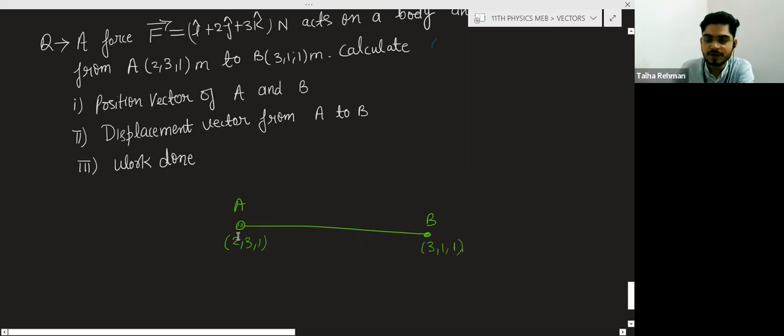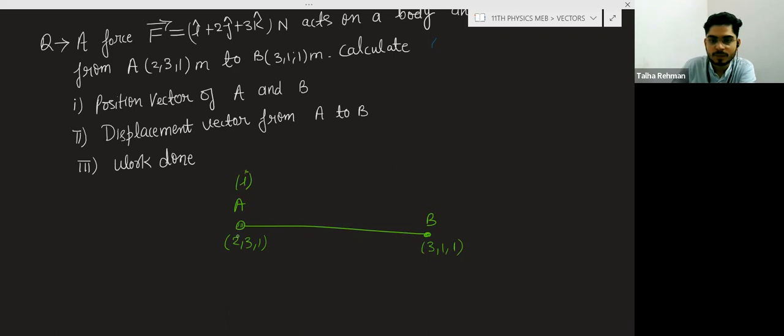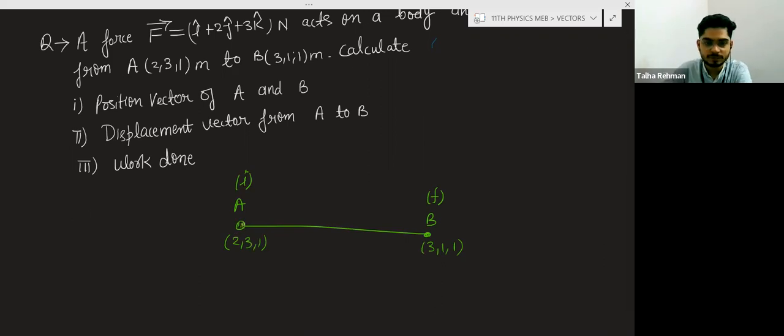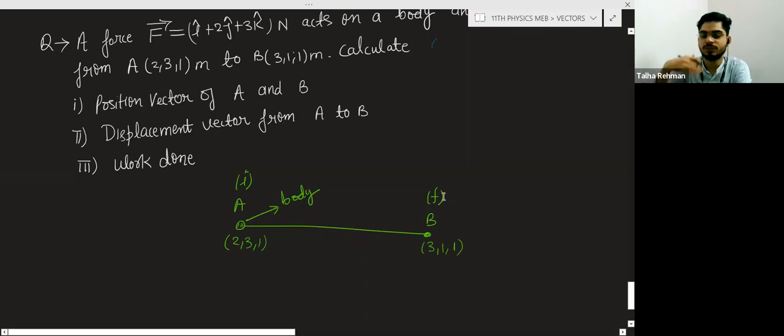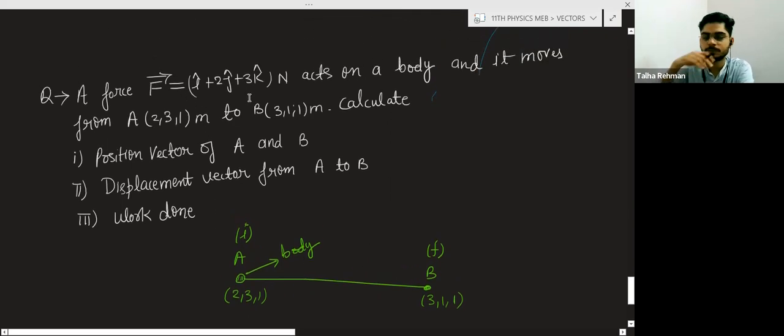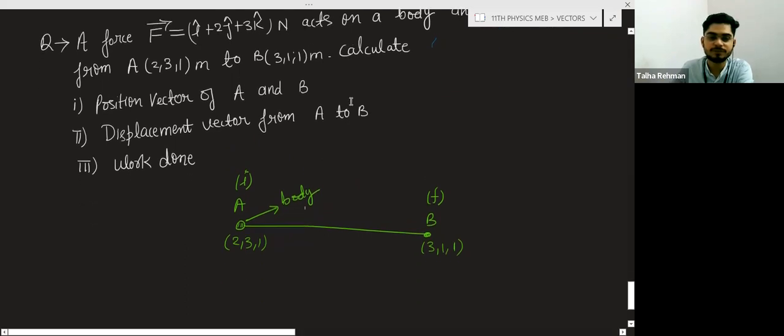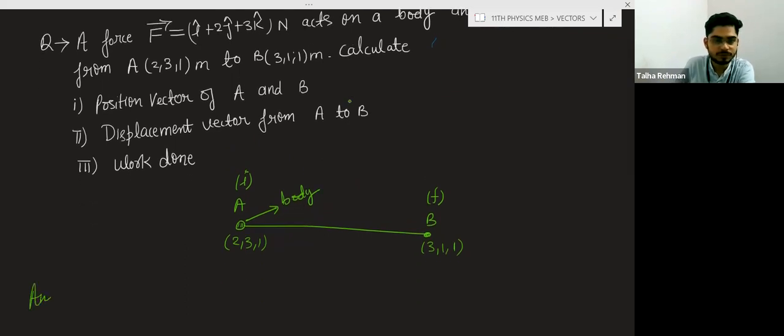So initially the body is here. When you have applied the force from here to here, the force is applied on this body. This is a particle, or you can say body. I means the initial position and F means the final position. Force is applied on this body. This force is given like this, and the body moves. They are asking what is the position vector of A and position vector of B. Can you find the position vector of A? Very simple question.